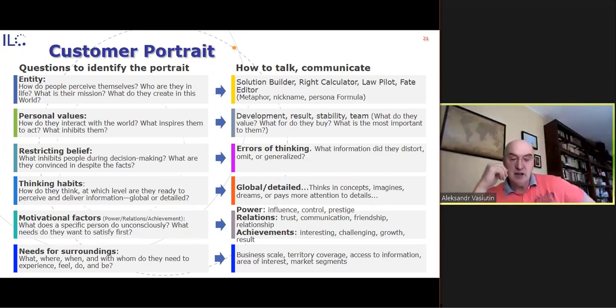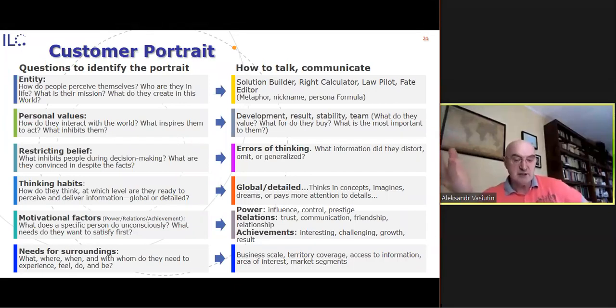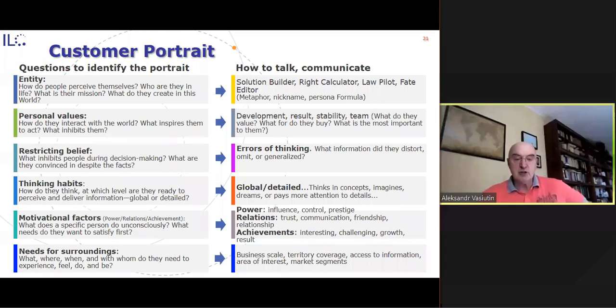Well, the next level is personal values. What are the values of a businessman or investor? Development, results, stability, team, if he is a businessman. And if he is an investor, not obligatory. So these are the words to use. And you say, in order to develop and promote and to reach your results, we use this tool that enables you to progress along the labyrinth of legality.